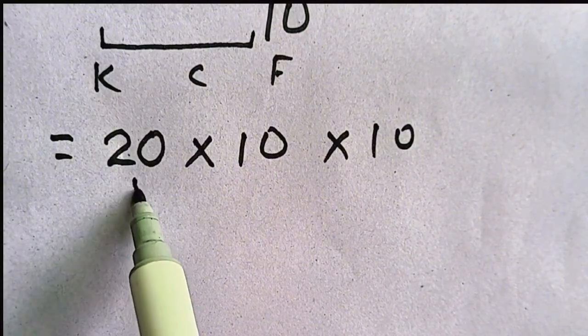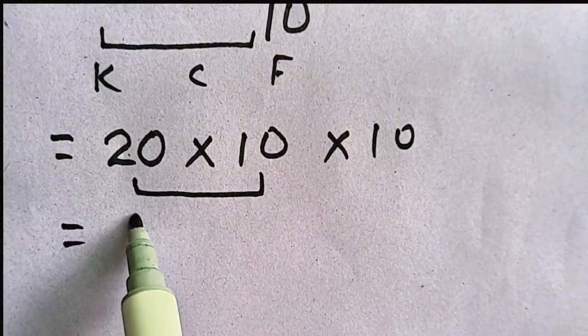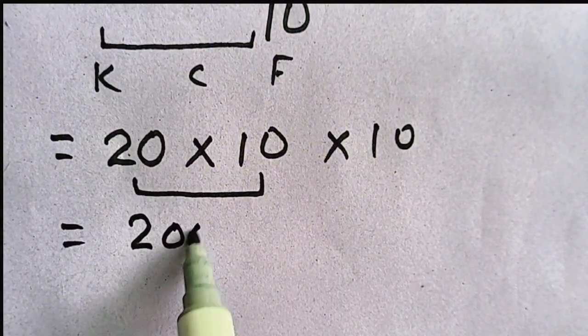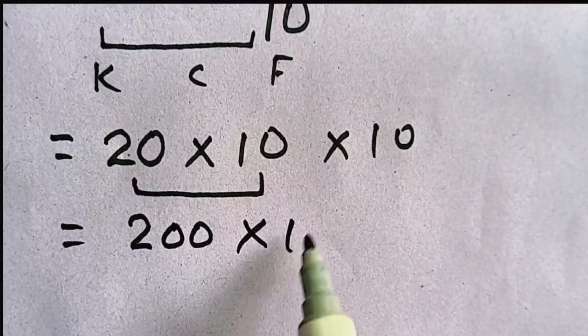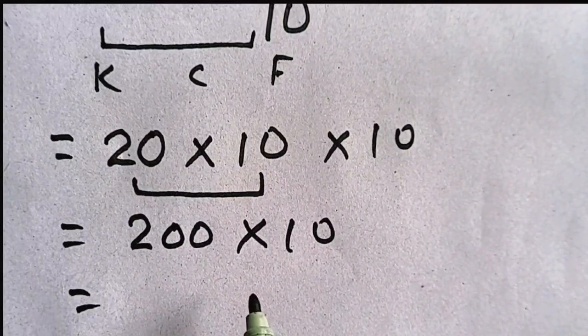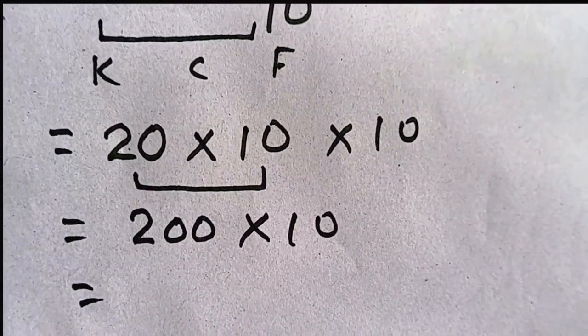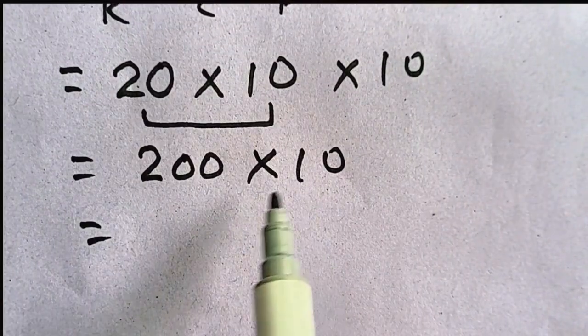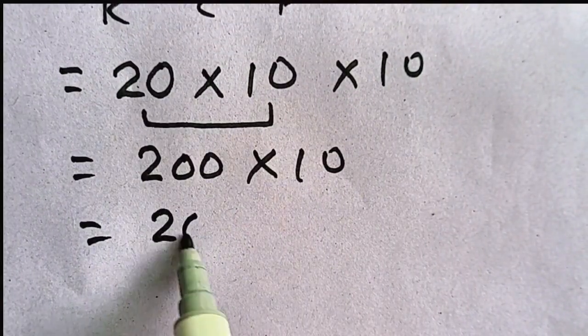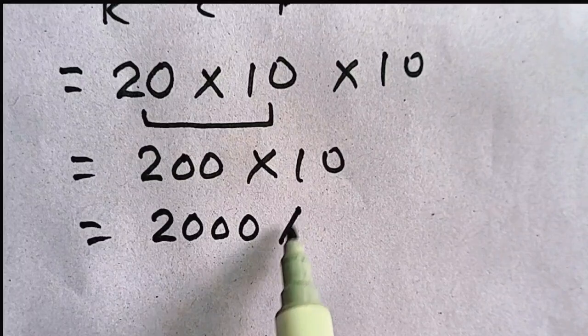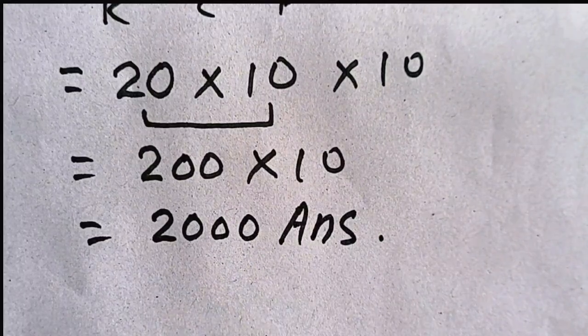Now 20 multiplied by 10 will be equal to 200 multiplied by 10. So furthermore, it will become 200 multiplied by 10 is equal to 2000, which is our answer.